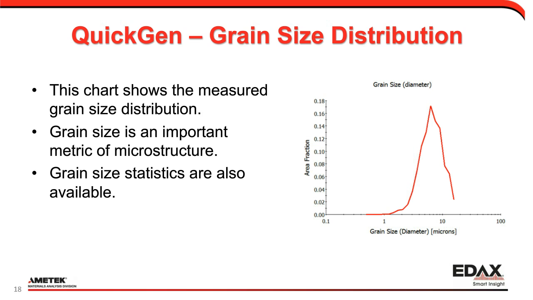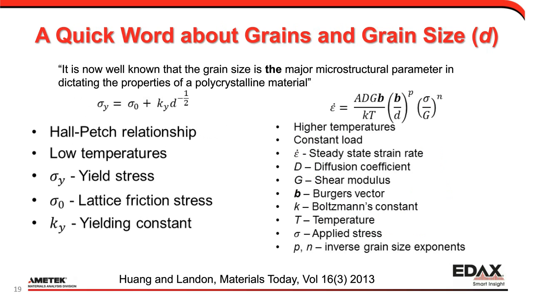And really the reason that's important is this is a quote from a paper a few years ago in Materials Today, where it says, it is now well known that the grain size is the major microstructural parameter in dictating the properties of polycrystalline material. And so that's your Hall-Petch equation there on the left. On the right is a steady state strain rate equation, and both of those are a function of the grain size. So by measuring the grain size easily, reliably, and quantitatively, we're able to better understand how a material will perform in different mechanical response situations.